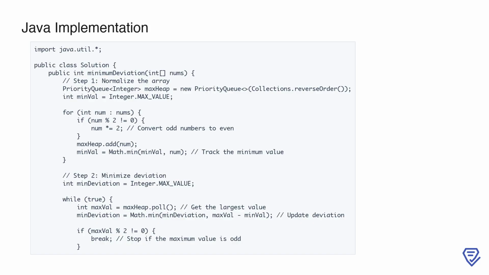by 2. We use a max heap, implemented via a priority queue with a reverse order comparator, to keep track of the largest elements efficiently. Alongside, we maintain a variable minval to store the smallest value in the array during this process. As we iterate through the array, each number is either doubled if odd or added directly to the heap if already even. Simultaneously, we update minval to ensure it always holds the current minimum value in the array.